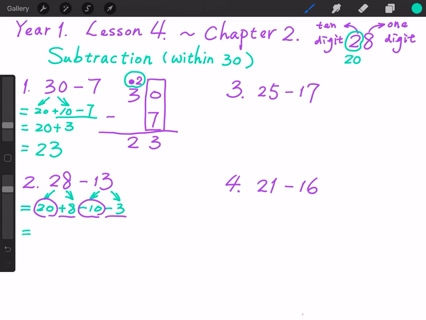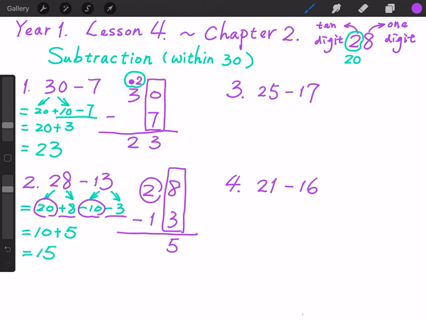So now, 20 minus 10 equals 10. 8 minus 3 equals 5. So finally, 10 plus 5 equals 15. All right, vertical form. 28 minus 13 equals. All right, on 1-digit position, 8 minus 3 equals 5. On 10-digit position, 2 minus 1 equals 1. All right. With vertical form, 28 minus 13 equals 15.